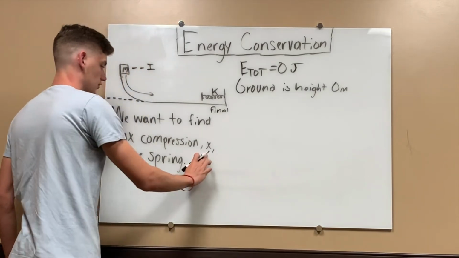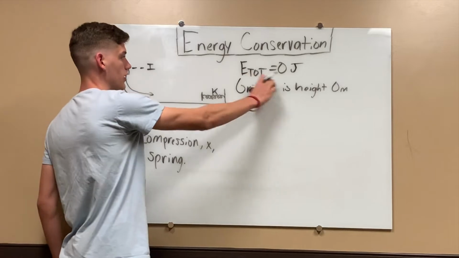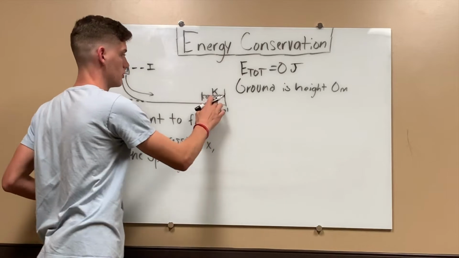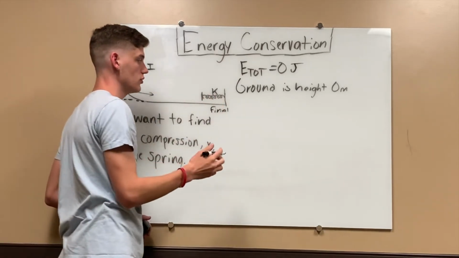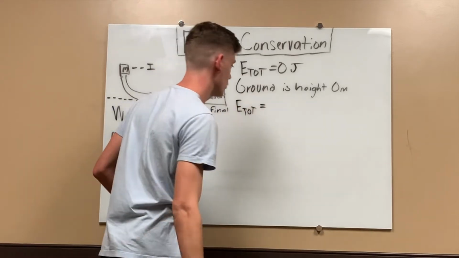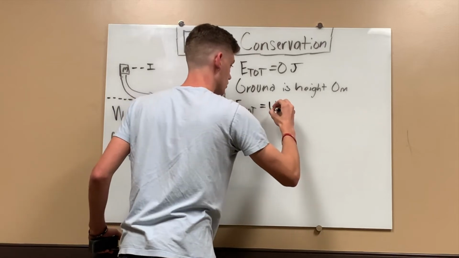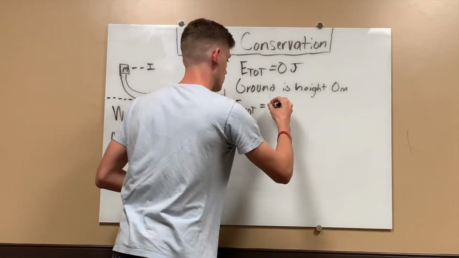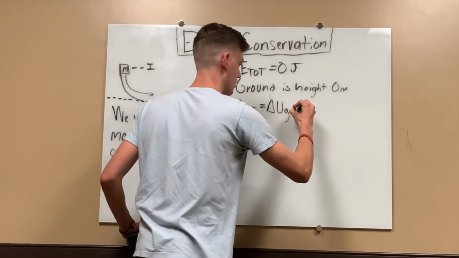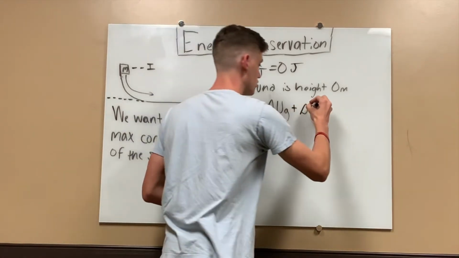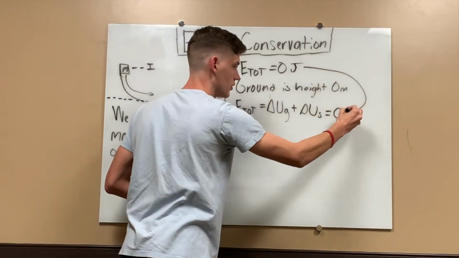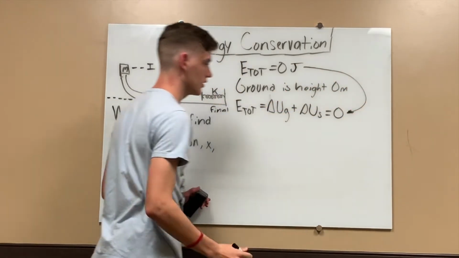So now to find the max compression of the spring, we have to look at the total energy again because we can't just use 0 joules to find something. We have to relate it to the spring and the mass itself. And how we do that is we write that the total energy is equal to the change, delta, of the potential energy due to gravity, plus the change in the potential energy of the spring. And from earlier, we said that this was equal to 0. So we can set that all equal to 0.